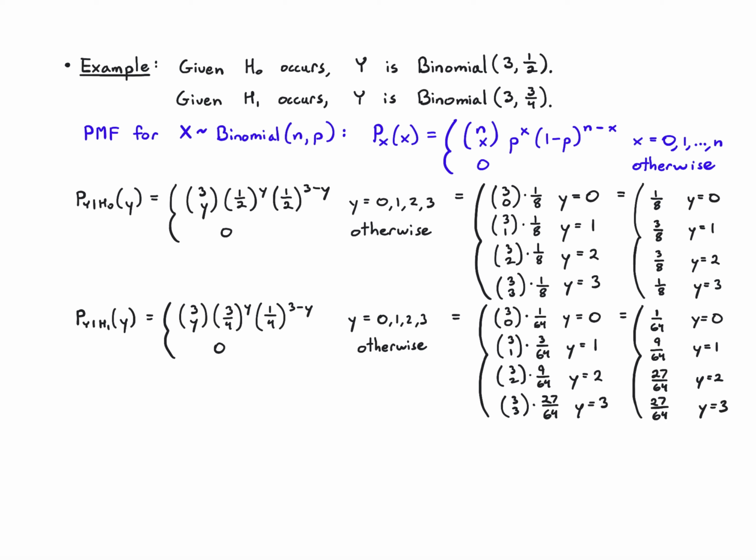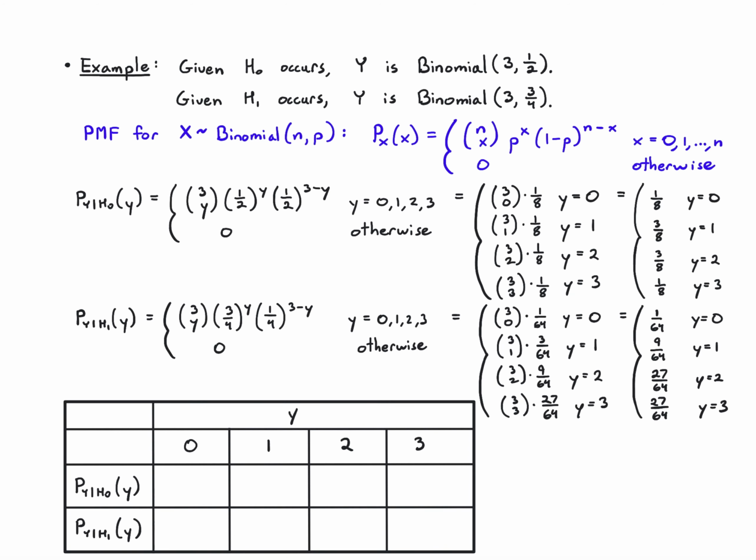So we're trying to be really explicit about what these values are, so I can draw a table for you, and these comparisons are easy. But if you wanted to make the comparisons directly at the formula level for this first formula that I drew, that would be fine as well, and it would work out. So here's my table. I'm just filling it in with 1/8, 3/8, 3/8, 1/8 on the first row for the conditional PMF of y given H0, and on the second row, 1/64, 9/64, 27/64, and again, 27/64 for the conditional PMF of y given H1.